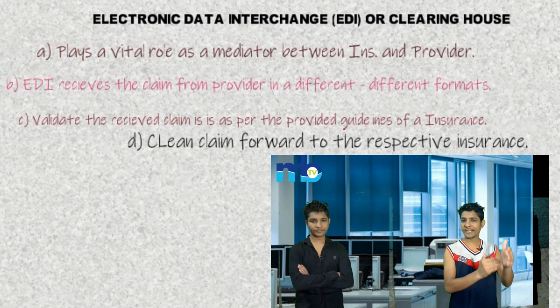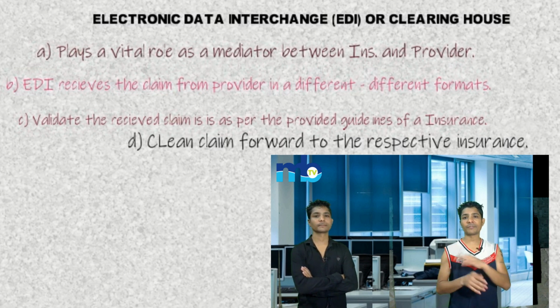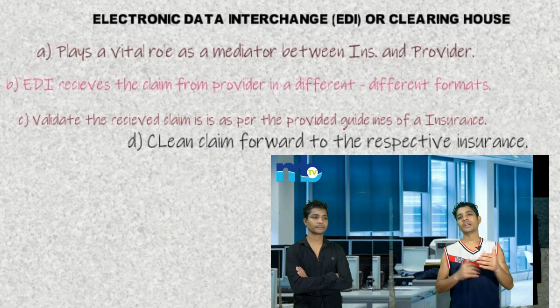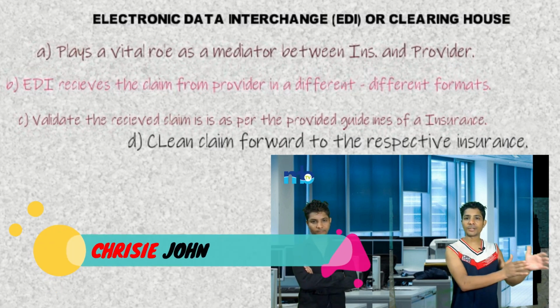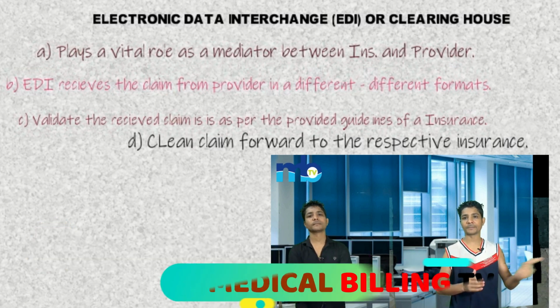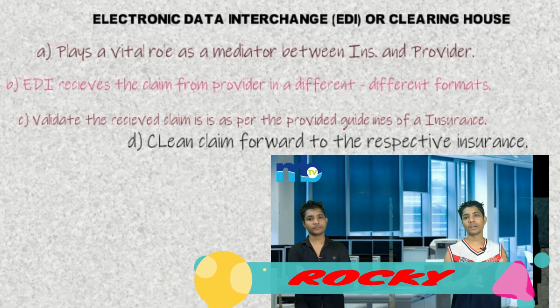So the EDI is receiving 1,000 claims from 1,000 providers, which means there are 1,000 different formats. An insurance company like Aetna uses one format. So it is the responsibility of EDI to resegregate all the claims from the different providers and change them into the format requested by the insurance company, so that it is easy for them to identify and process the claim in their software. That is the role of EDI.